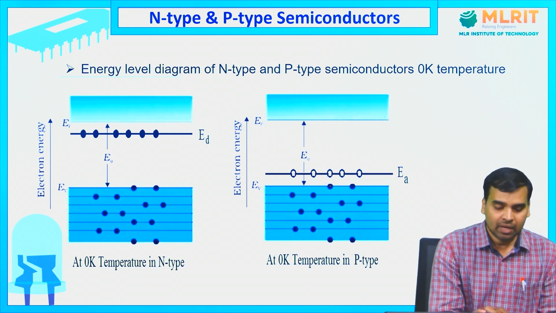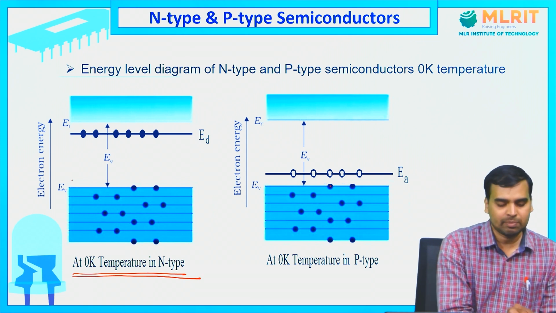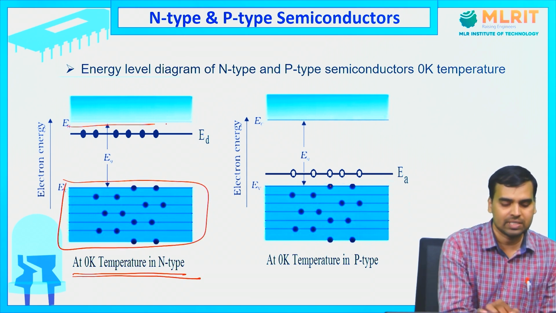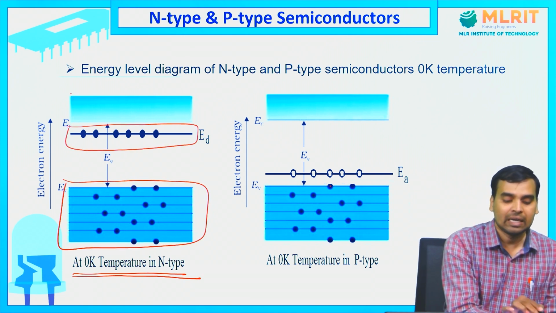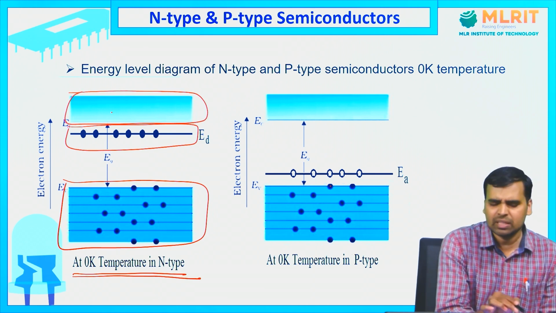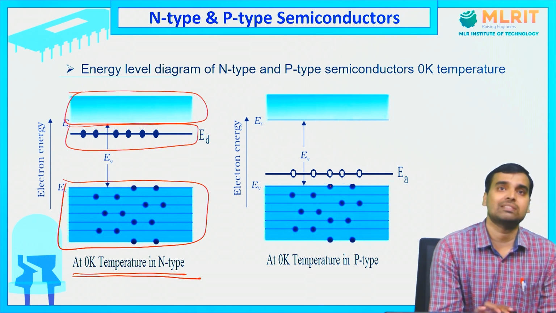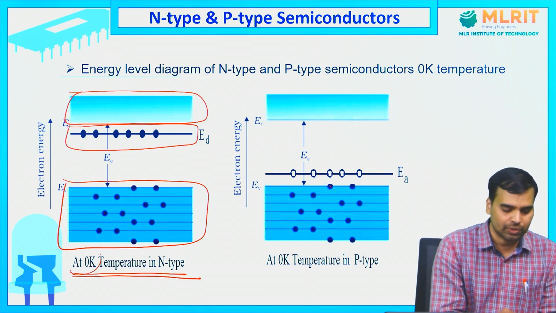Again I repeat, in case of n-type semiconductor at T equal to 0 Kelvin temperature, valency band is completely filled and donor level is completely filled with electrons and conduction band is completely empty. So there wasn't any conduction electrons. That's why n-type semiconductor behaves as insulator at T equal to 0 Kelvin temperature.